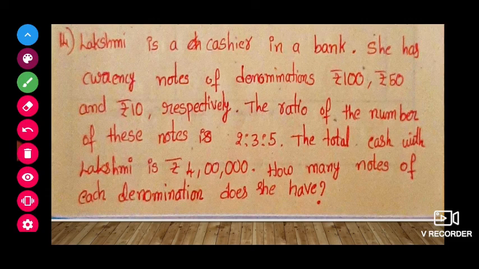What they are saying is, the cashier has 100 notes, 50 notes and 10 notes. All together, how much amount she has is 4 lakh. And the ratio of these notes, for example 100 notes are 100, 50 notes are 50, like that. The ratio of the notes, that is the number of notes she has, is 2:3:5. Now we have to find how many notes of each denomination she has. Okay, now we will see.